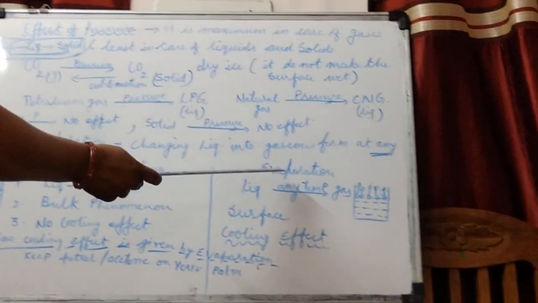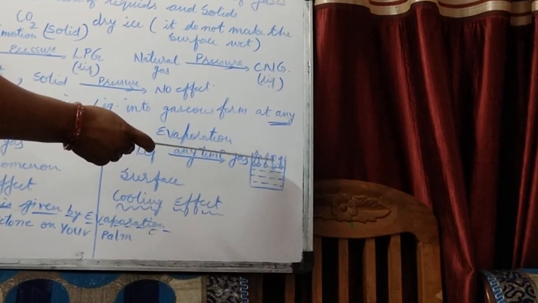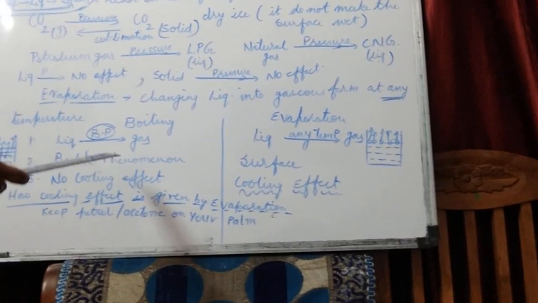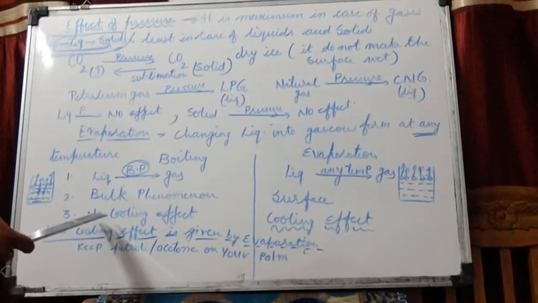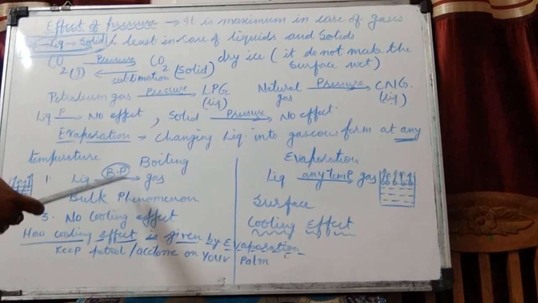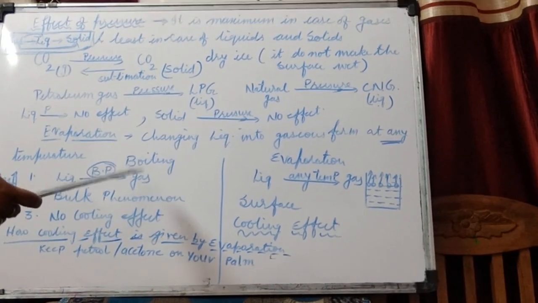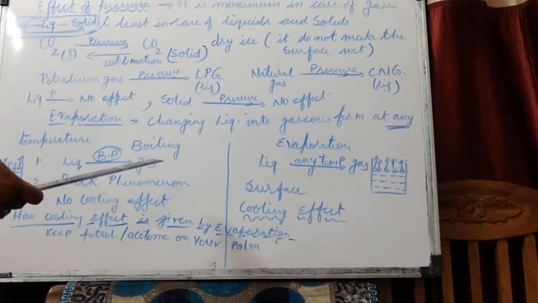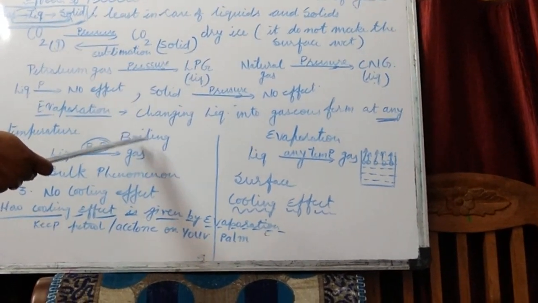But in the case of evaporation, only the molecules which are present on the surface are getting converted into gaseous form from liquid. One more difference I am telling you between boiling and evaporation. Boiling does not produce any cooling effect. What do we mean by cooling effect? Boiling takes place at a particular temperature, like water boils at 100 degrees Celsius, and it will not provide any cooling effect. Only the hot air, vapors, steam come out. So it is not providing any cooling effect, it is providing a heating effect.